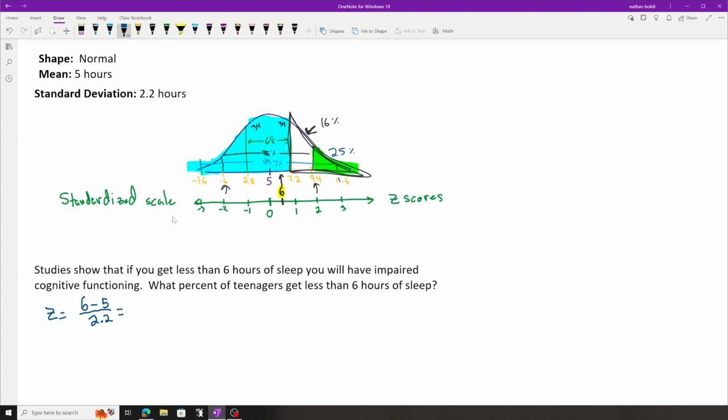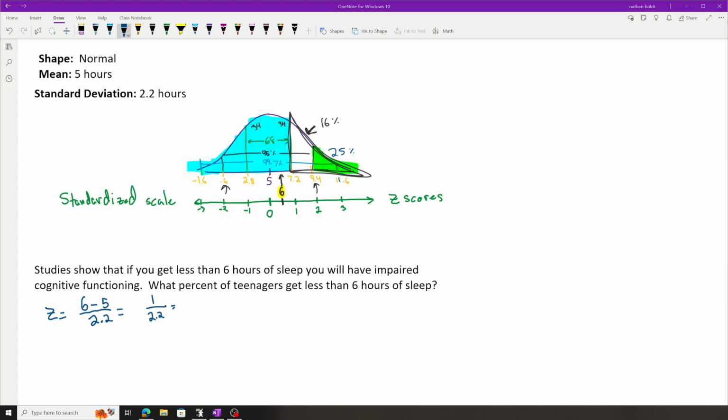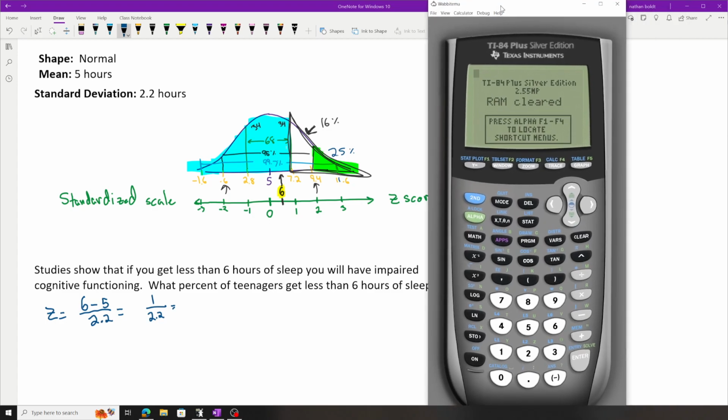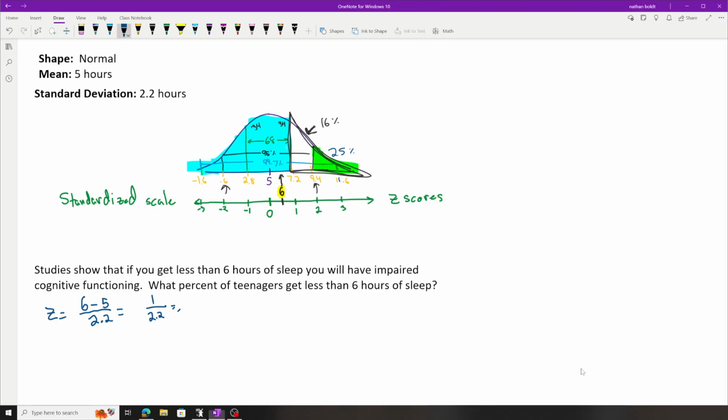All right, so let's see. 6 minus 5 is 1, divided by 2.2 is equal to, let me pull up my calculator. All right, so here I've got my calculator. 1 divided by 2.2 is 0.454545. 0.45, we'll go 5, round it up to 0.45.